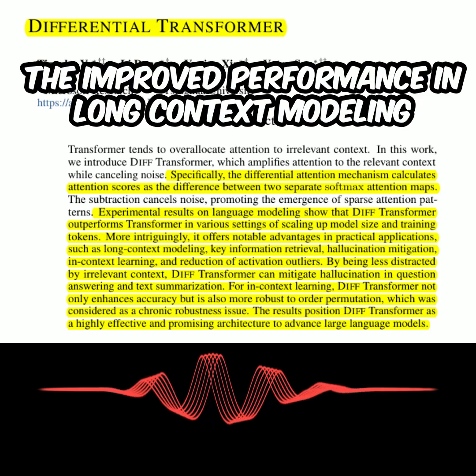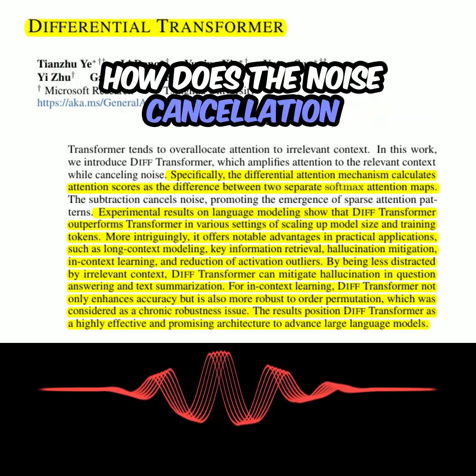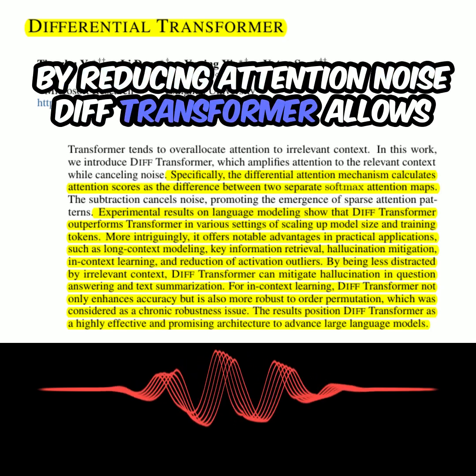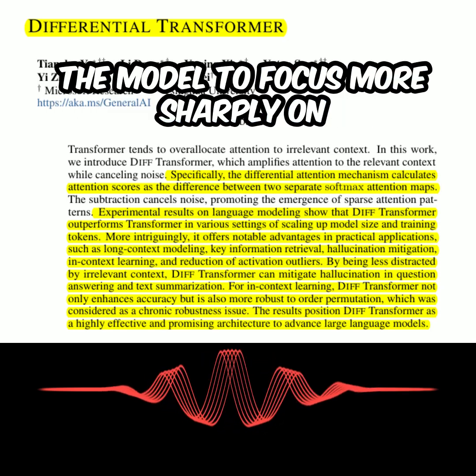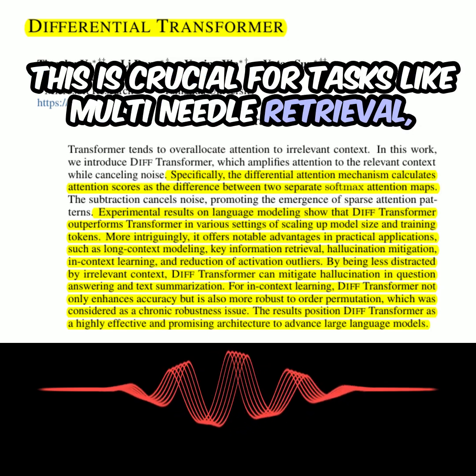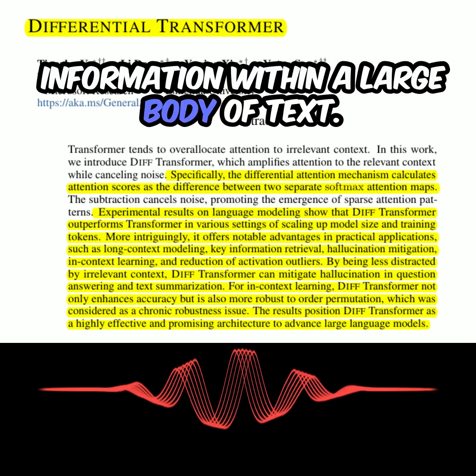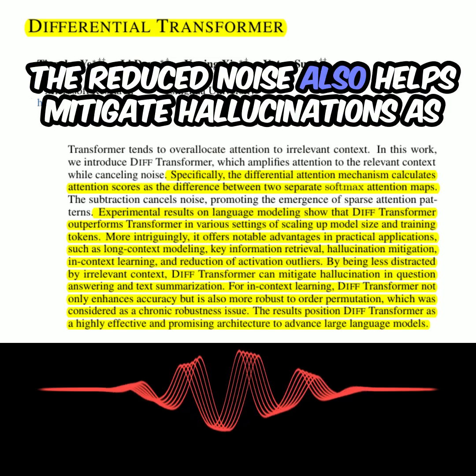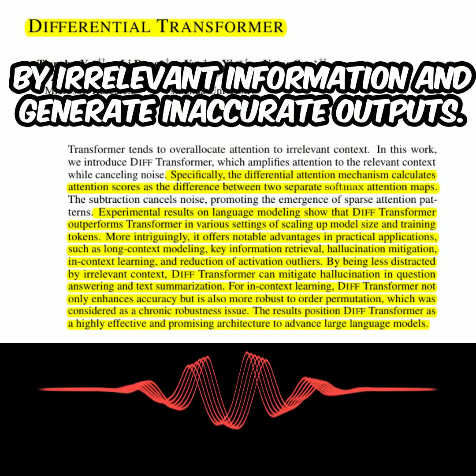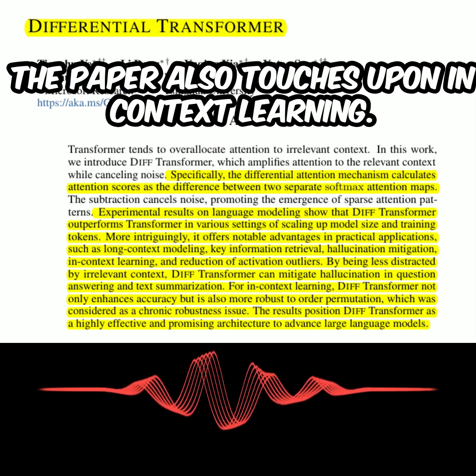The improved performance in long context modeling and information retrieval is particularly interesting. How does the noise cancellation contribute to these improvements? By reducing attention noise, Diff Transformer allows the model to focus more sharply on the relevant parts of a long sequence. This is crucial for tasks like multi-needle retrieval, where the model needs to pinpoint specific pieces of information within a large body of text. The reduced noise also helps mitigate hallucinations, as the model is less likely to be distracted by irrelevant information and generate inaccurate outputs.